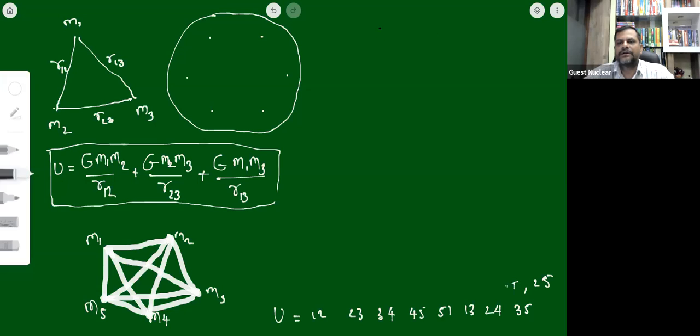And we can do it in 6C2 ways. And 6C2 का मतलब क्या होता है? 6 into 5 upon 2 into 1, that's it. And it will be actually 15, that's it.